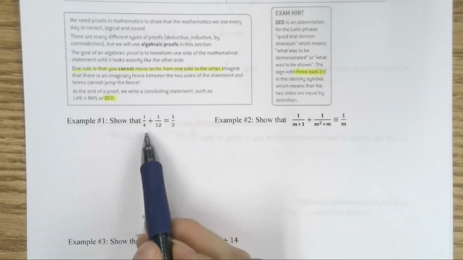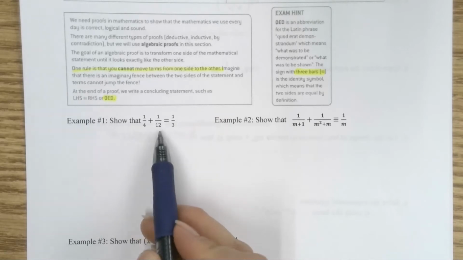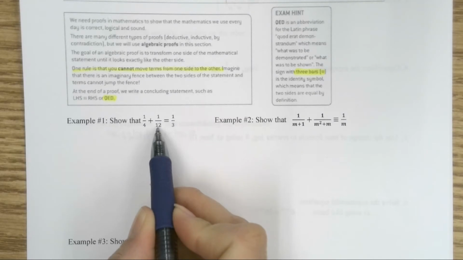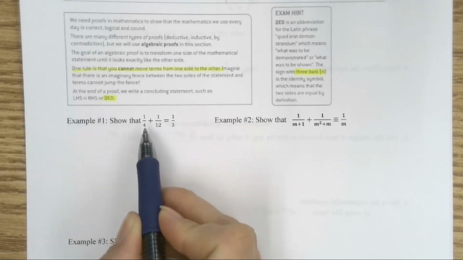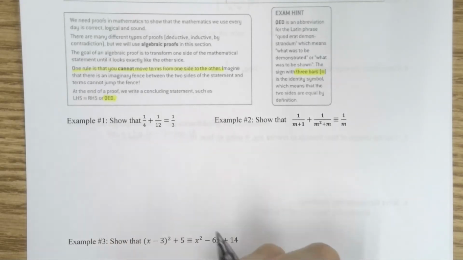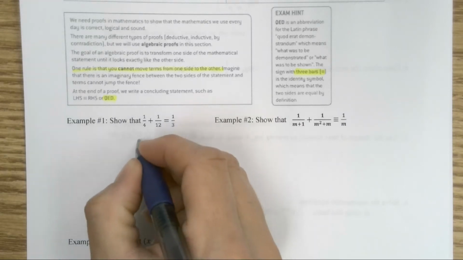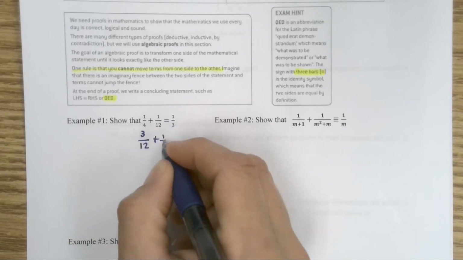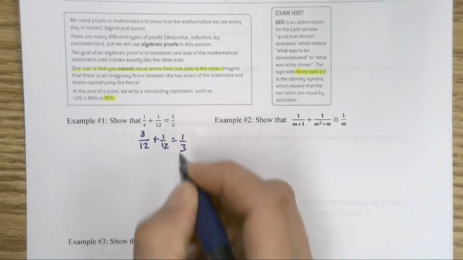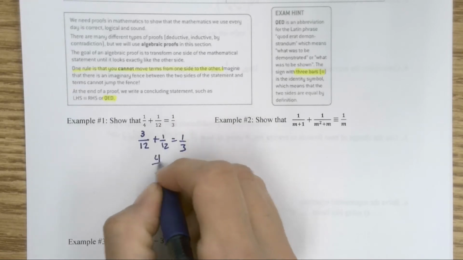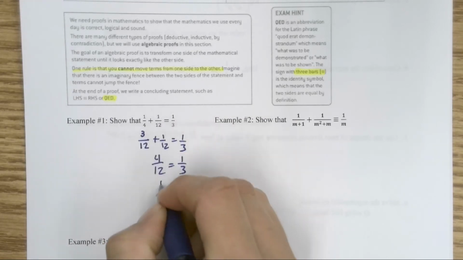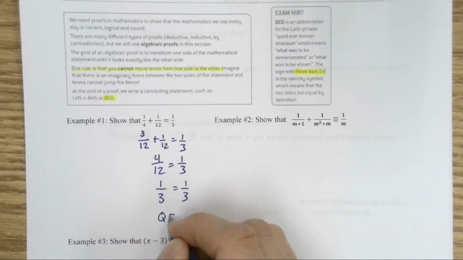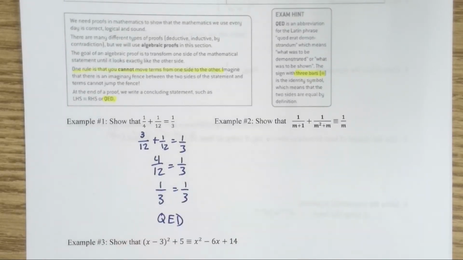So the first one is stating, show that 1/4 plus 1/12 equals 1/3. So I'm going to work on the left side, and I know that I want to try to add these two fractions and prove that it is the same thing as the right side, which is 1/3. So I'm going to rewrite this 1/4 with the common denominator of 12. So that would be 3/12 plus 1/12. I'm going to bring down that right side. 3/12 plus 1/12 is 4/12, which simplifies to 1/3. And that is what they wanted us to justify, and we've done that.